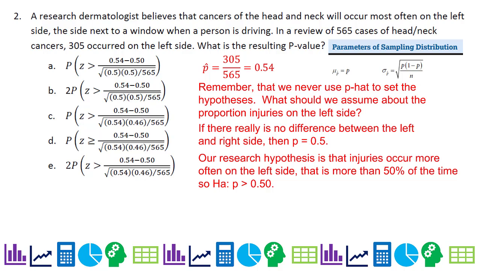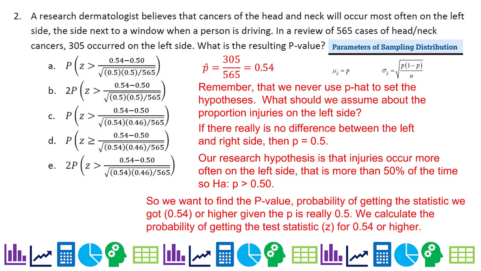So we're talking about the probability of cancer on the left side. We're going to assume it's just 50%. But we're going to test and see if this is strong enough evidence that it is more than 50%. So we want to find the p-value, the probability of getting the statistic we got, 0.54 or higher, given that p is really 0.5. So we can calculate the probability of getting that test statistic for 0.54.